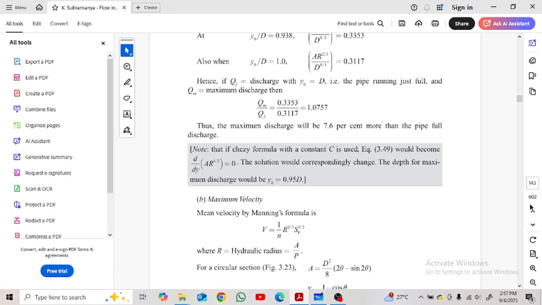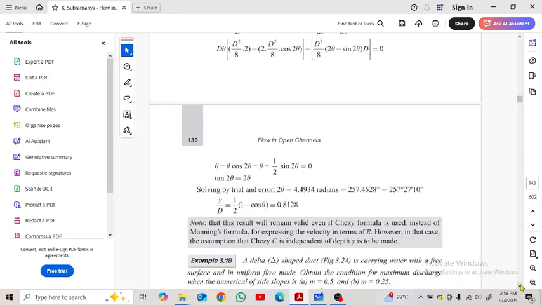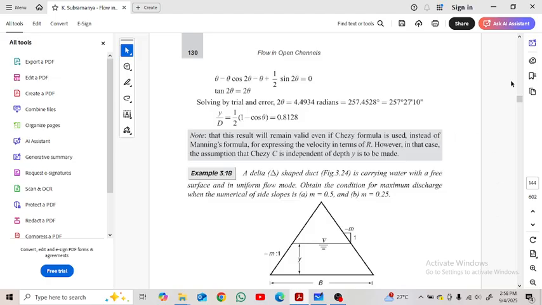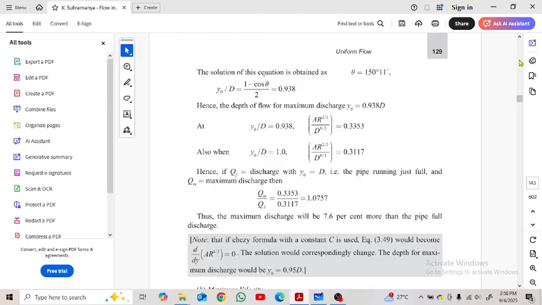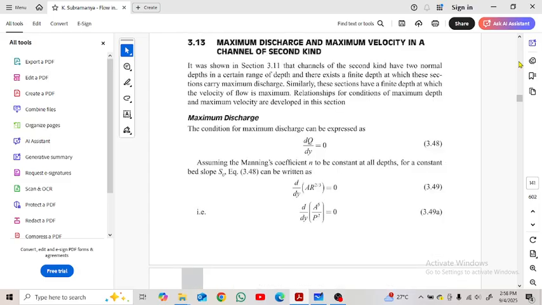Here the comparison is done, and you can go through this question also. I recommend you do this numerical from R.K. Rajput. Here you can see the condition of maximum discharge and maximum velocity. So using that condition, get the discharge. Okay, that's also a very important one for the final exam.